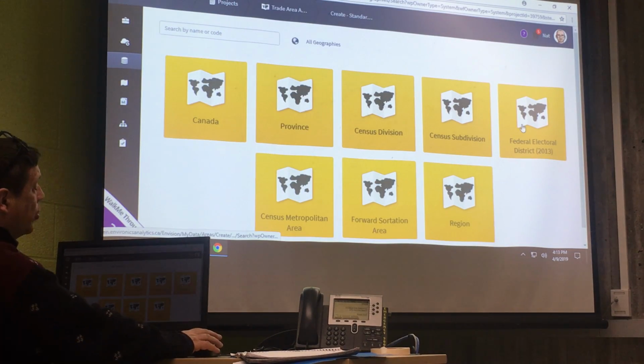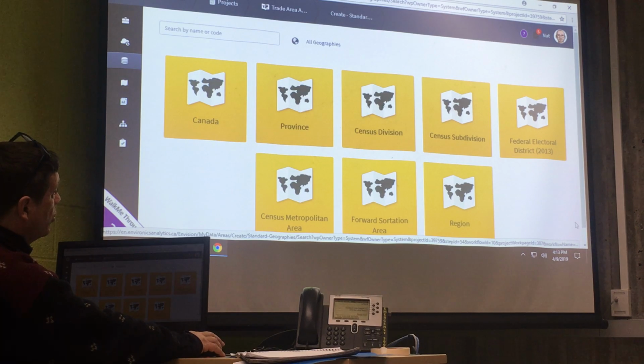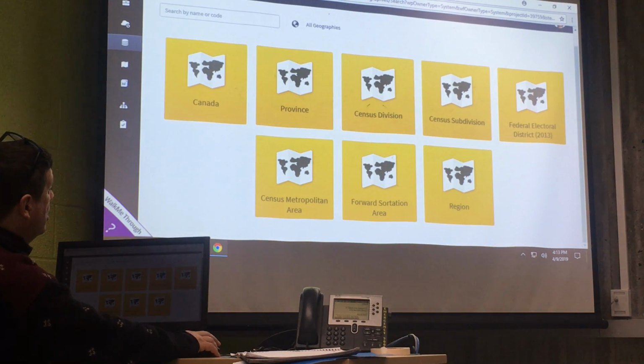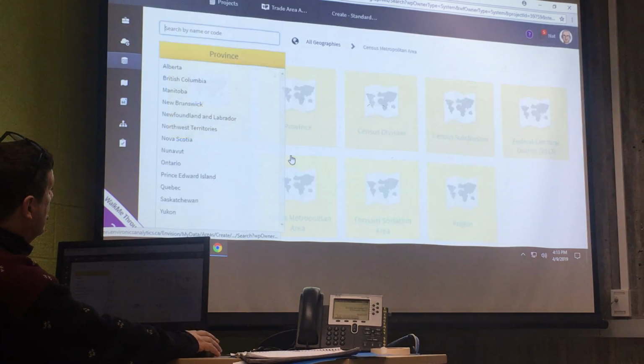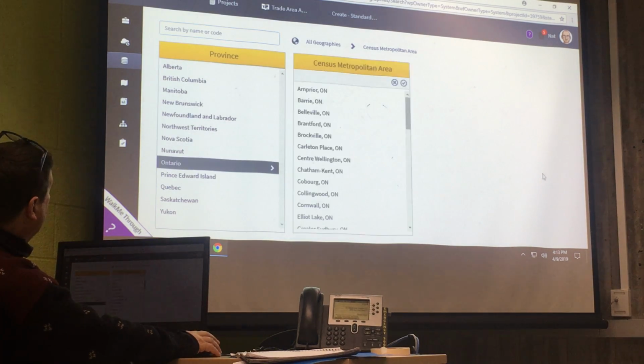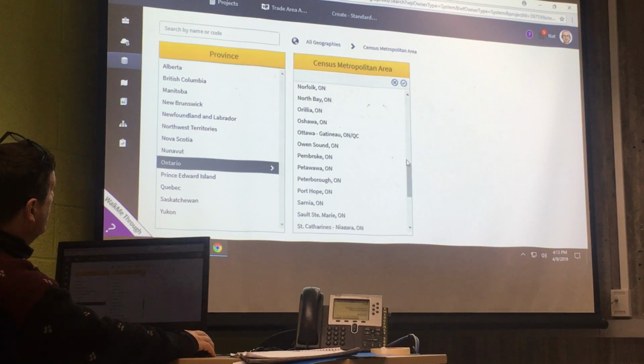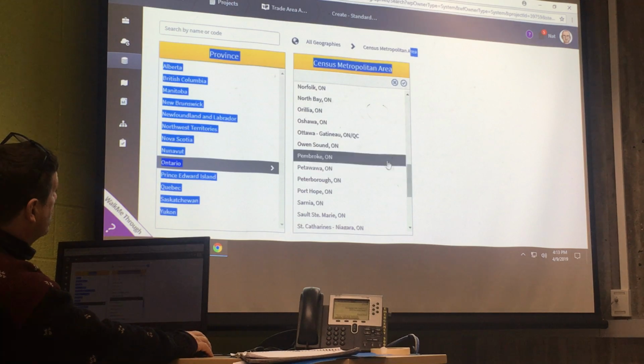You can compare, if you're doing political marketing, you can do a federal electoral district, if your candidate is running, or the census metropolitan area. And we have all the different census metropolitan areas of Ontario here. You could do Ottawa. We could do Ottawa-Gatineau, which is a combination of Ottawa and the Quebec suburbs.